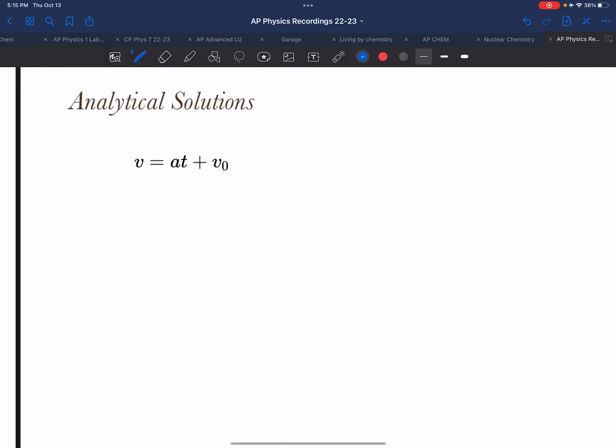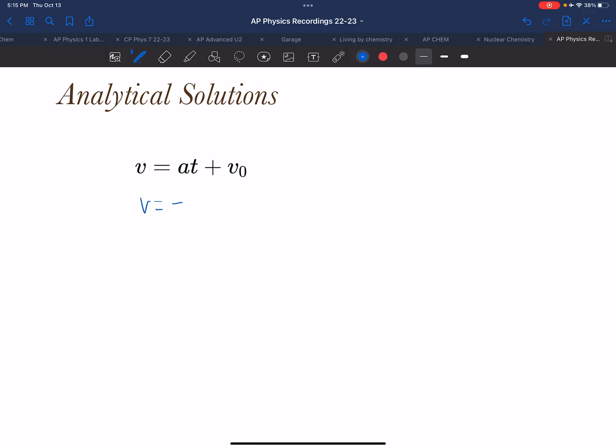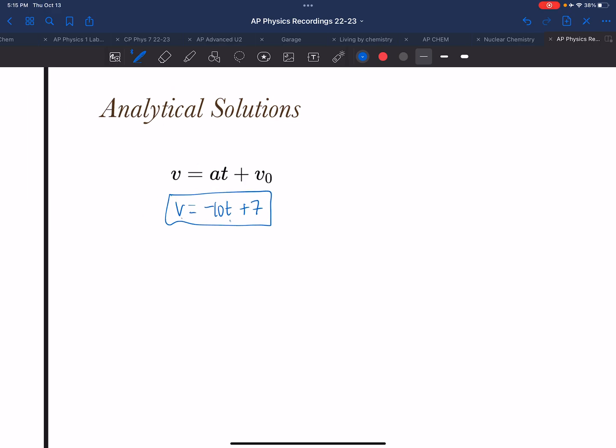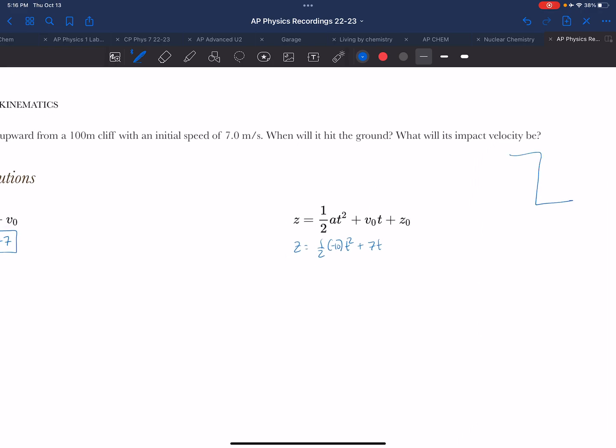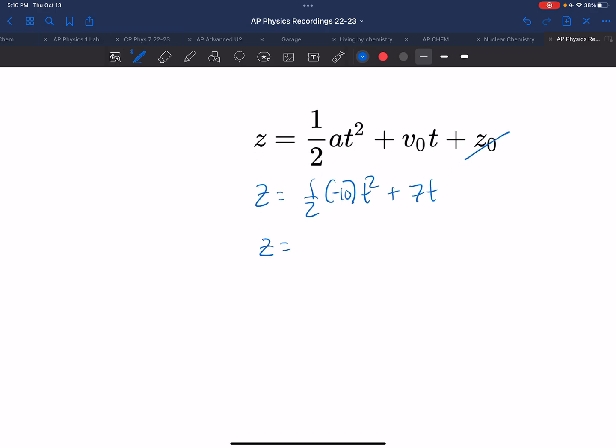So for our analytic solutions, velocity is minus 10t plus our initial velocity of 7. So there's our equation that will give us the instantaneous velocity at any time. Our vertical position, z, is 1/2 the acceleration, minus 10, plus our initial velocity, 7. And again, our coordinate system we set up will make this 0 and that minus 100. Positive direction, negative direction. So our z0 is 0, giving us an equation of z equals minus 5t squared plus 7t.